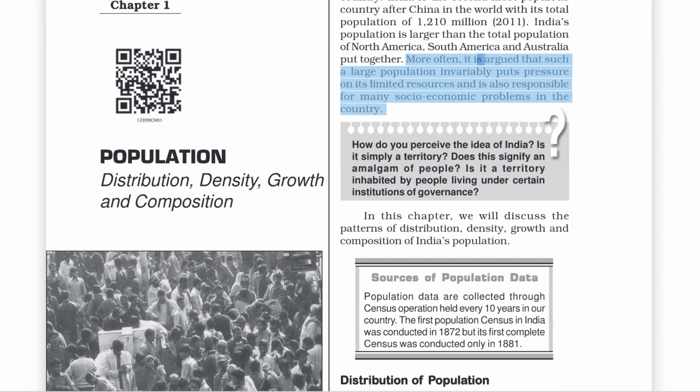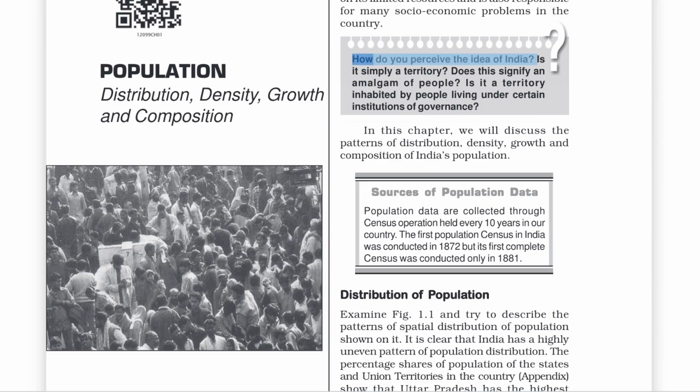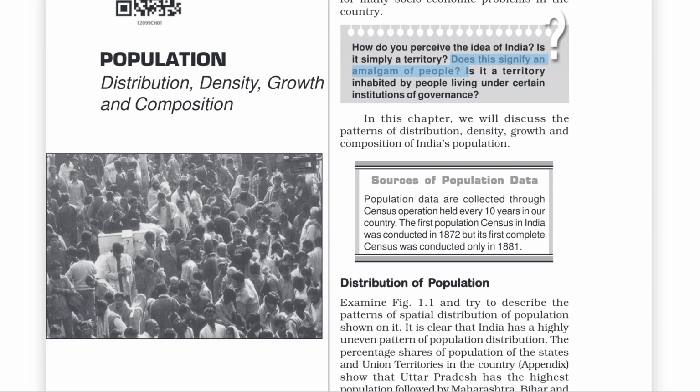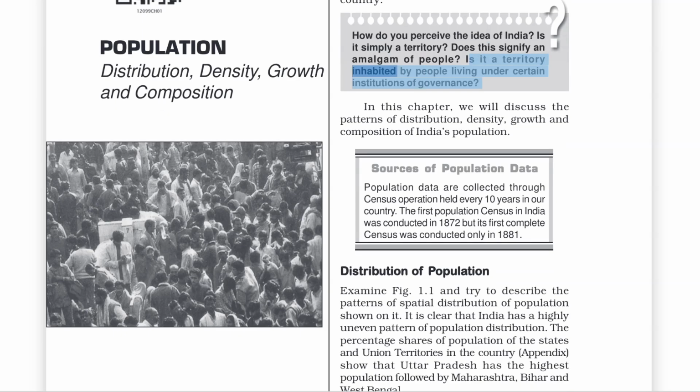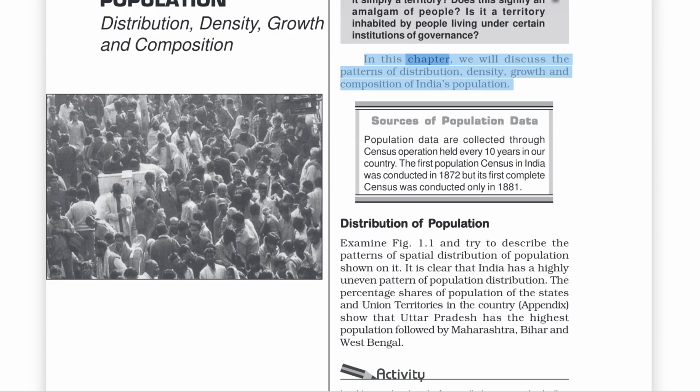More often, it is argued that such a large population invariably puts pressure on its limited resources and is also responsible for many socioeconomic problems in the country. How do you perceive the idea of India? Is it simply a territory? Does this signify an amalgam of people? Is it a territory inhabited by people living under certain institutions of governance? In this chapter, we will discuss the patterns of distribution, density, growth and composition of India's population.